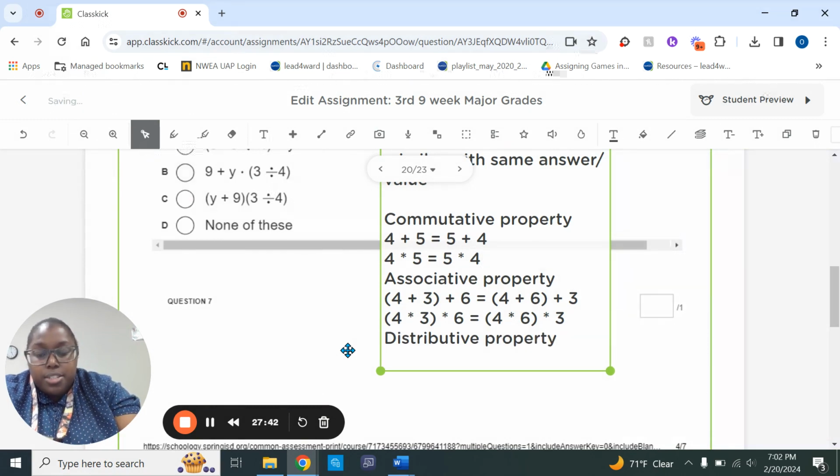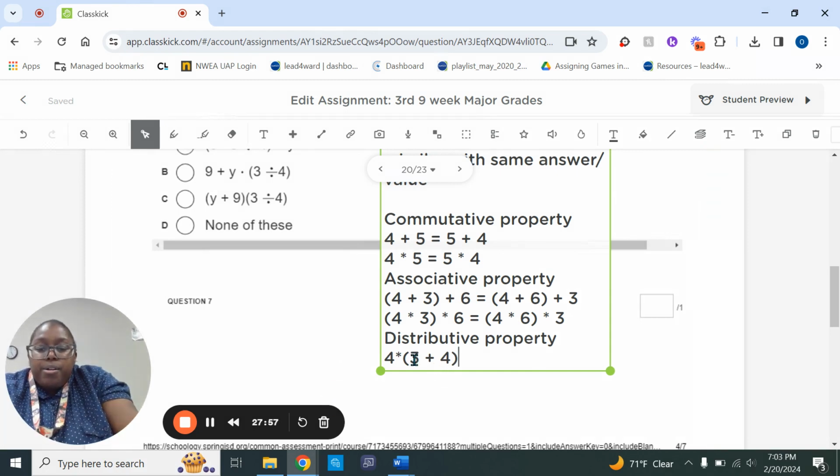Now this one says, if I have a number, usually you're not going to see that multiplication sign. I put it there for a reason. If I have a number touching a parentheses, and I have some numbers in a parentheses, I am allowed to multiply everything inside the parentheses without having to solve it first.